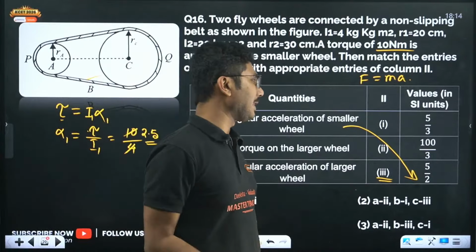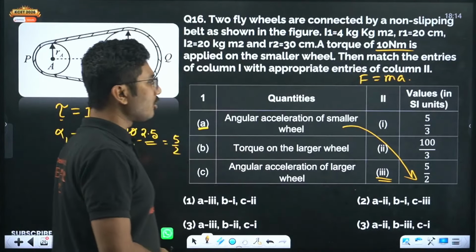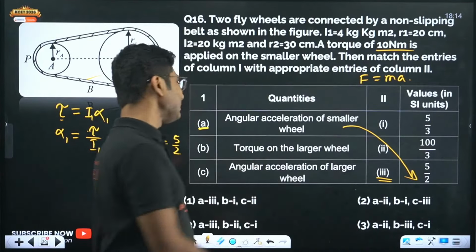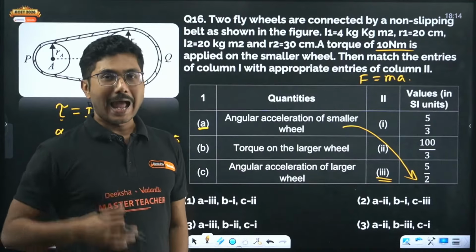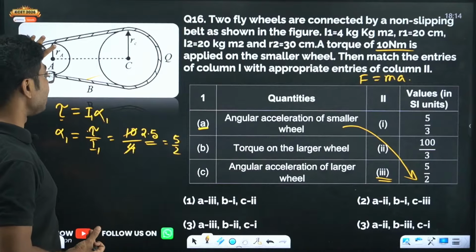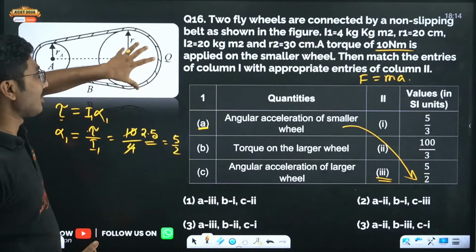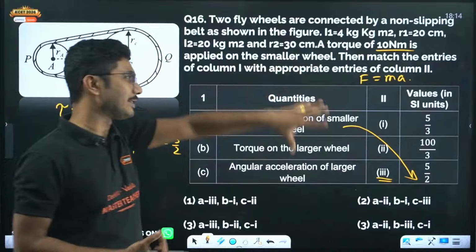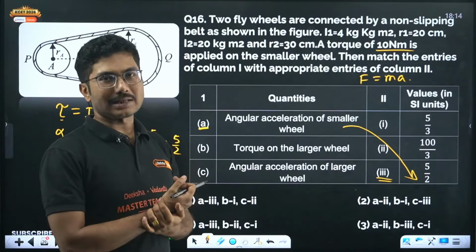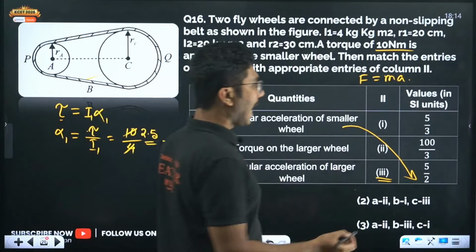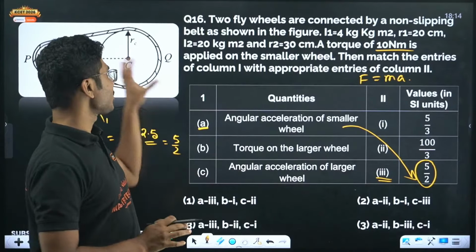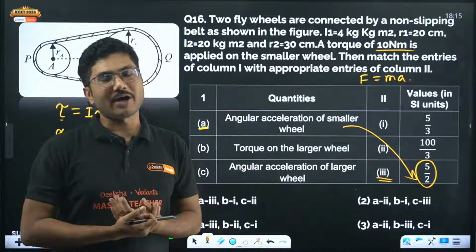There is a shortcut that I will teach you. Torque on the larger wheel, and the next point is acceleration of the larger wheel. Angular momentum has to be conserved, so the same angular momentum of this object you have to transfer to the second object, and then you can calculate the torque, etc. But remember that torque will be a larger value, angular acceleration will be a smaller value. Angular acceleration for the smaller wheel is 5/2. Angular acceleration of the larger wheel will be smaller than 5/2.